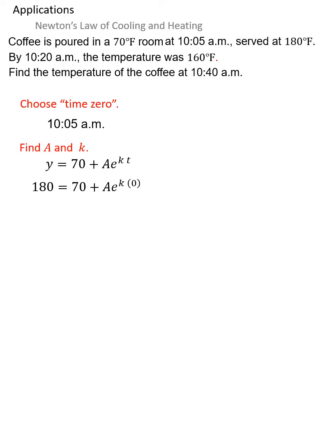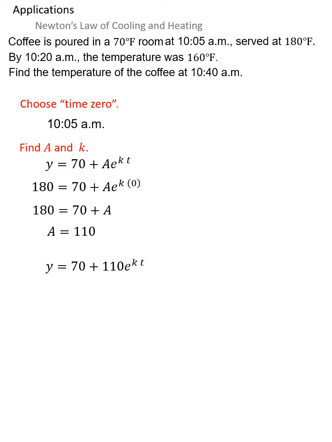Notice the e to the k times 0 factor. We don't know what k is, but of course k times 0 is 0, e to the 0 is 1, and a times 1 is a. Subtracting 70 from both sides gives me a quick answer for my value of a in this particular problem. So I'm going to take the a in my model and replace it with 110. I'm now half done building my model. I now have to go about the business of finding the value of k to have a completed model, and only then can I answer the question about the coffee that I'd like to know.